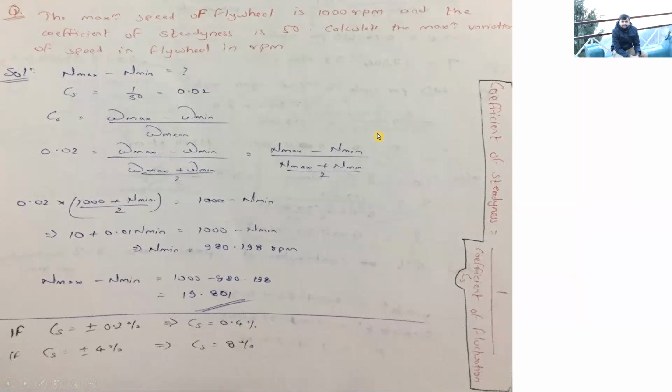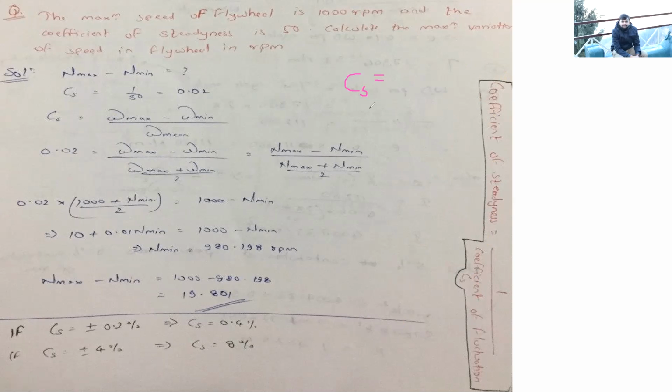One thing I wanted to discuss was the term coefficient of steadiness. The coefficient of steadiness is nothing but the reciprocal of the coefficient of fluctuation. What was the coefficient of fluctuation? It was denoted by Cs, the coefficient of fluctuation of speed. It was the fluctuation of speed upon mean speed, where fluctuation of speed is maximum speed minus minimum speed, divided by the mean speed.